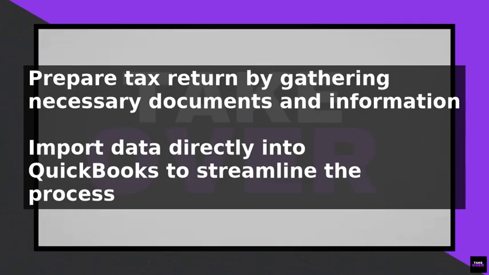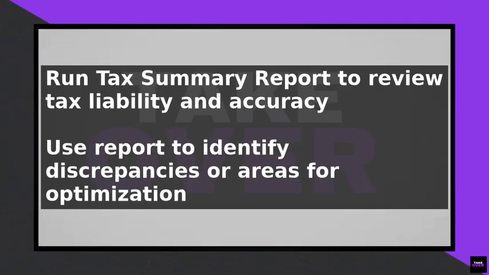This report provides a detailed breakdown of your income, deductions, and credits, allowing you to identify any discrepancies or areas for optimization. With your tax summary in hand, proceed to prepare your tax return using QuickBooks. The system guides you through the process, prompting you to enter additional information as needed.